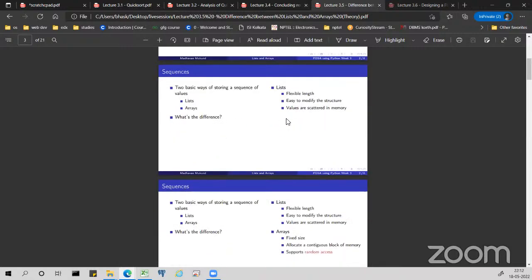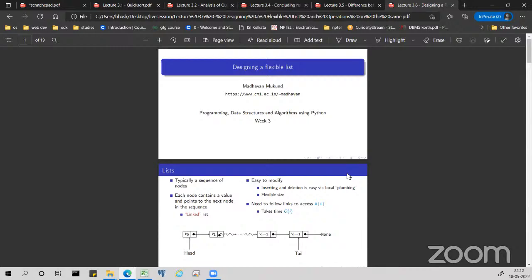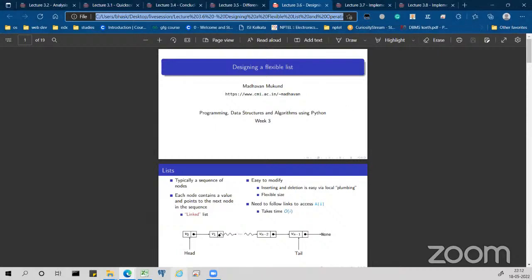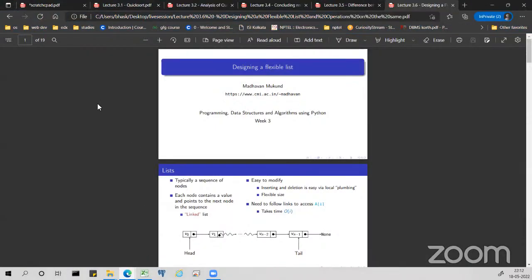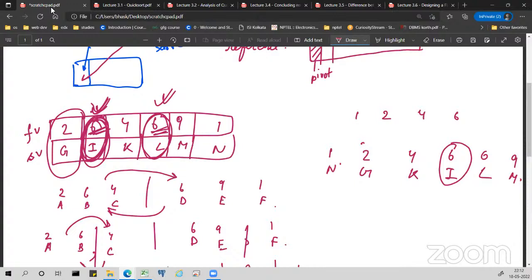Okay, so lists and arrays. I would briefly discuss one important point, the basic thing in lists and arrays, and then discuss one point which was also asked on discourse. Implementation of lists and arrays.